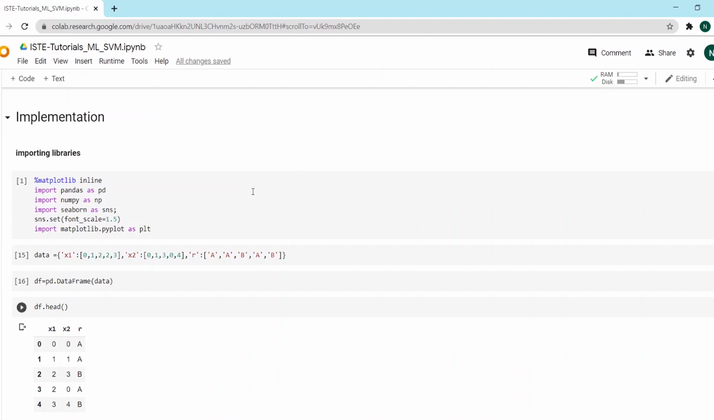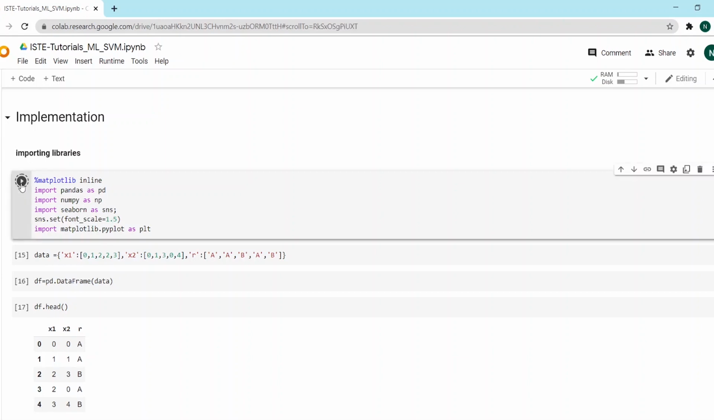So the first thing that we do is importing libraries. Here we have imported pandas, numpy, and there's another one, seaborn, which is a matplotlib-based library. That means a graphical library that helps in visualizing the data, right? So I have imported seaborn as sns and set the font scale to 1.5, and the rest of things you are aware of. Yeah, I executed this.